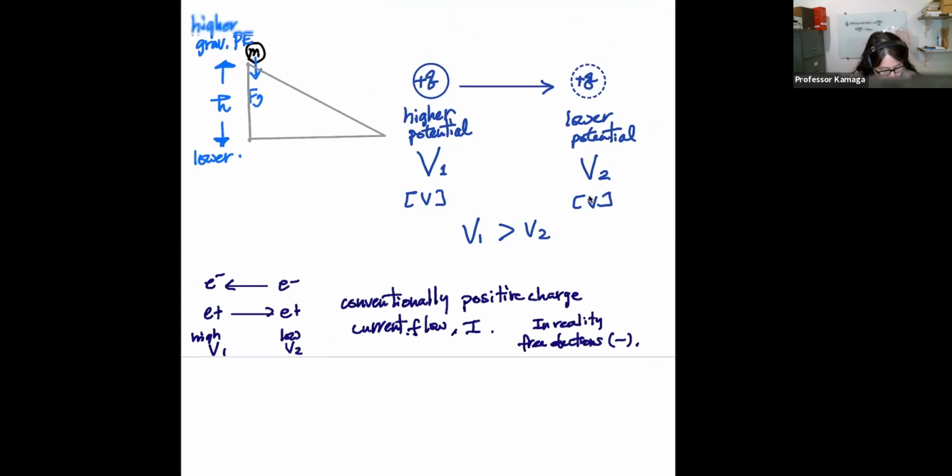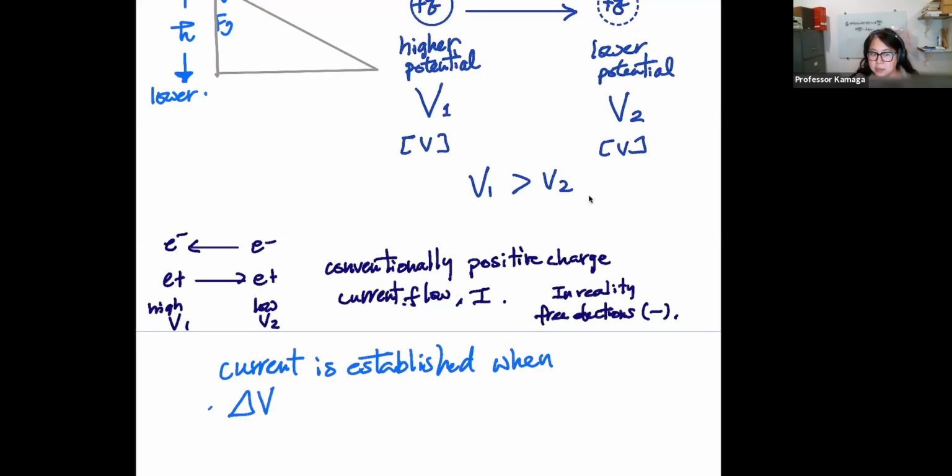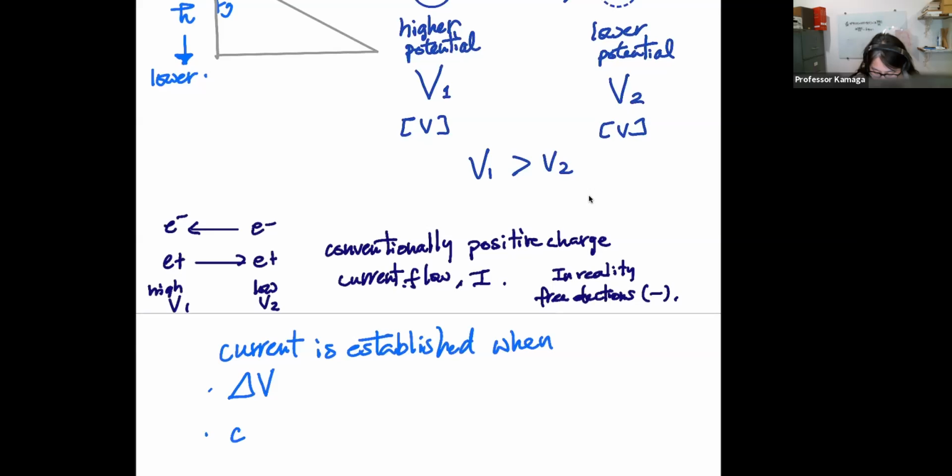So from here, you can see that a current is established. And current, again, is for the positive charge. Current is established when you have a potential difference, and also a closed circuit.